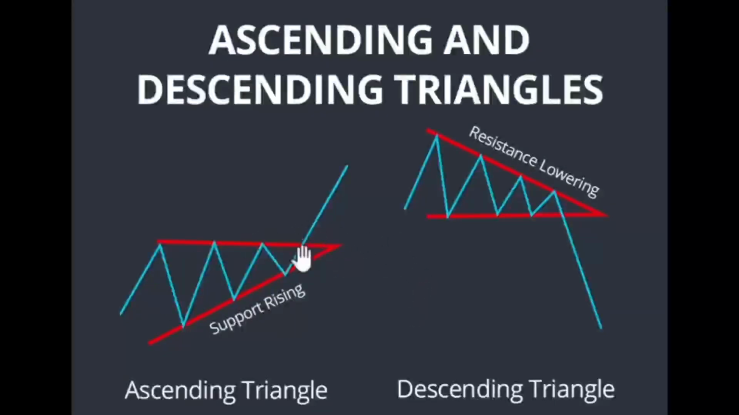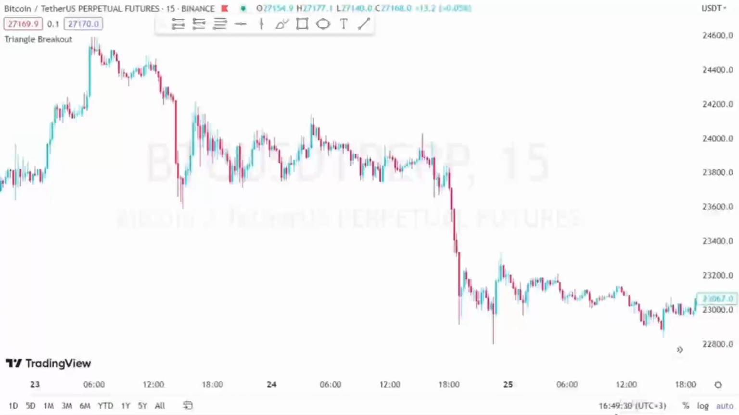of the trend. It is important before making a trade to wait for confirmation of the pattern, such as a breakout of the resistance or support level. Let's take a look at some examples on the chart. Here's an ascending triangle. Where is it?